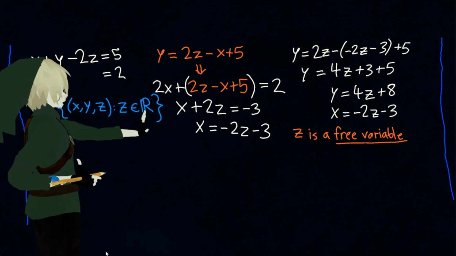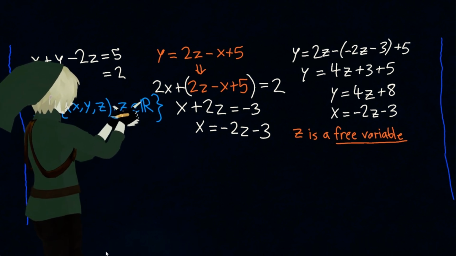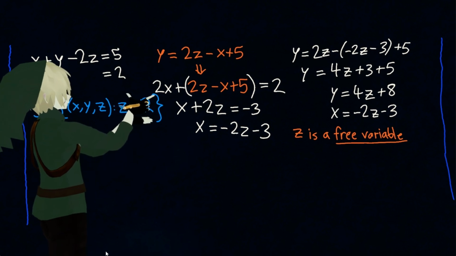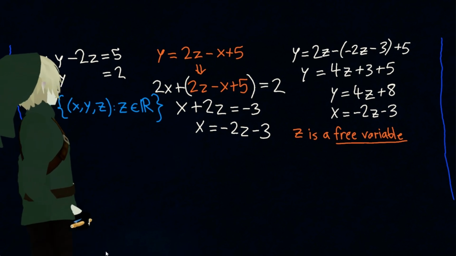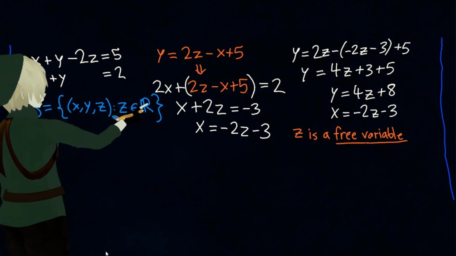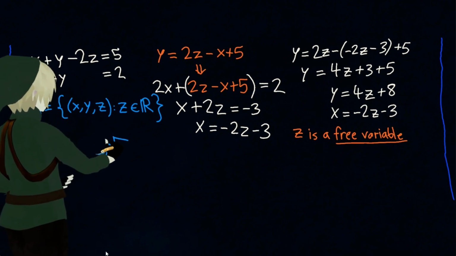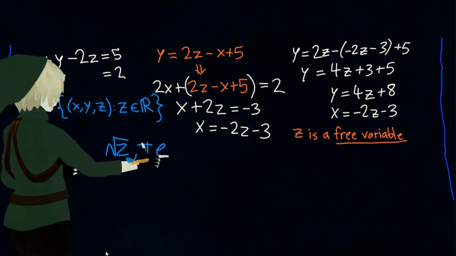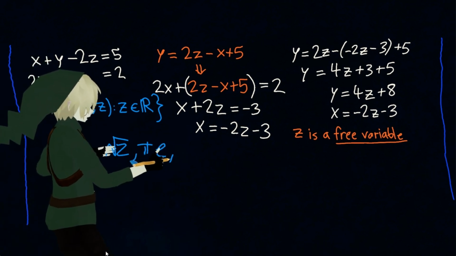So you'll see it like this. So this symbol just means that z is, I'm sorry, not inside. Z is any real number. Pretty much, that's what it means in English. So a real number just means it could be literally any number, like square root of 2, or pi, or e. These are real numbers. Z can literally be any real number.